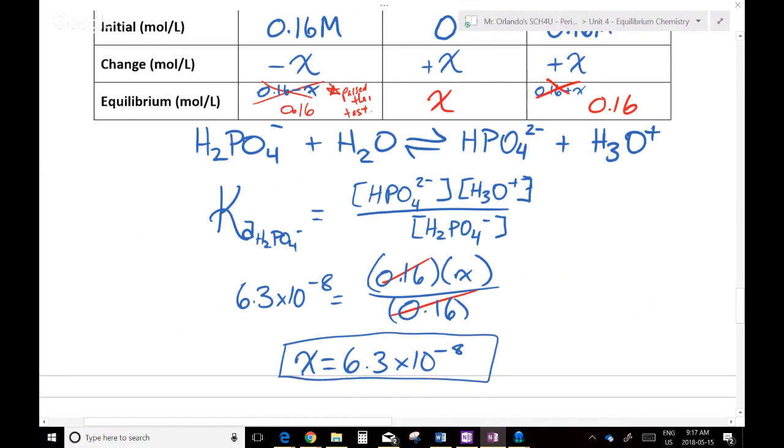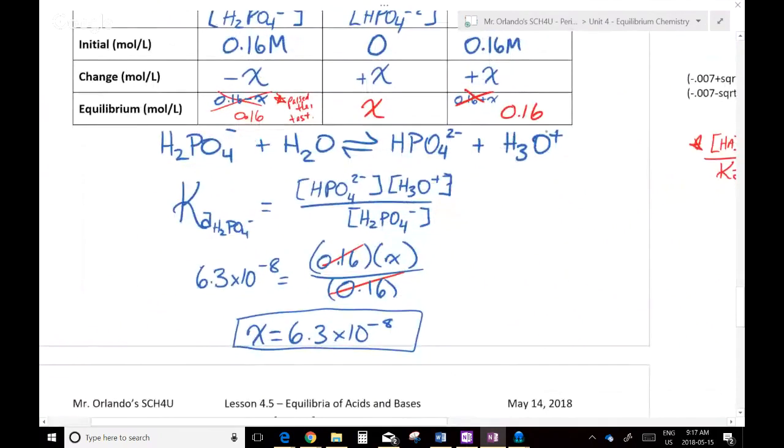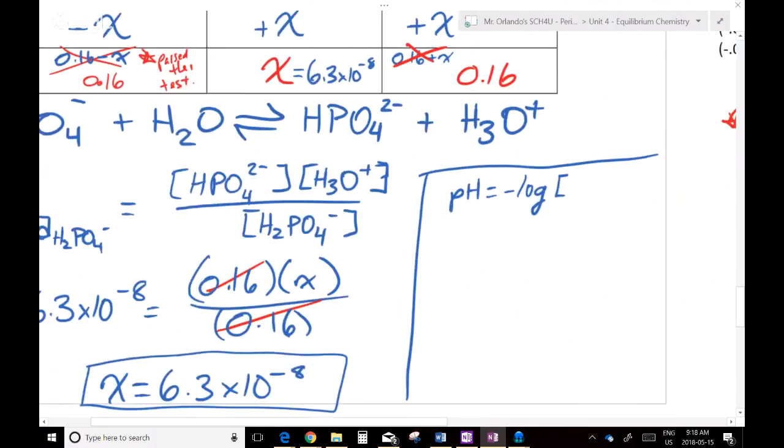Basically what it means is that we have so much H3O plus already that we end up with just that value for change. And now we can answer the original question. And what was the original question? Okay, so one of them is pH. Now pH is easy. It's the negative log of the concentration of what?